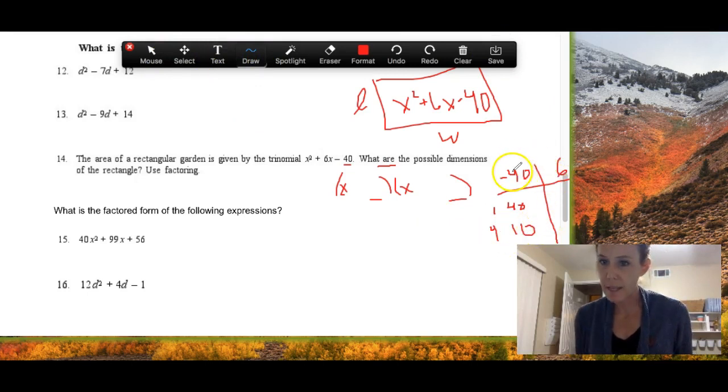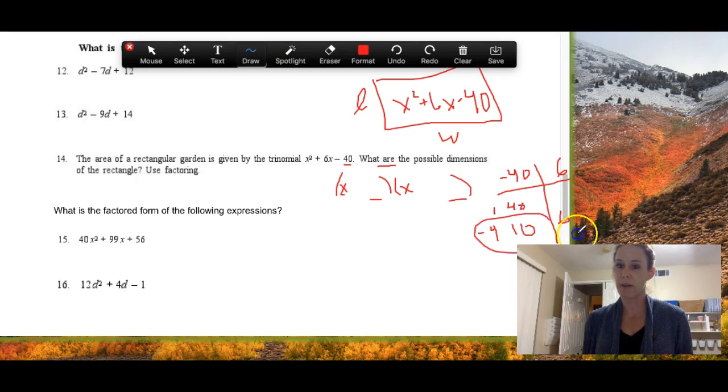But I need this to be negative and that to be positive. So which one of these am I going to make negative? I'm going to make the 4 negative because it's smaller. Negative 4 times 10 is negative 40. Negative 4 plus 10 is positive 6. So there are my factors and I've got it. Negative 4, positive 10. So my length could be this and my width could be this, or length and width depending on how you do it. But those are my dimensions.